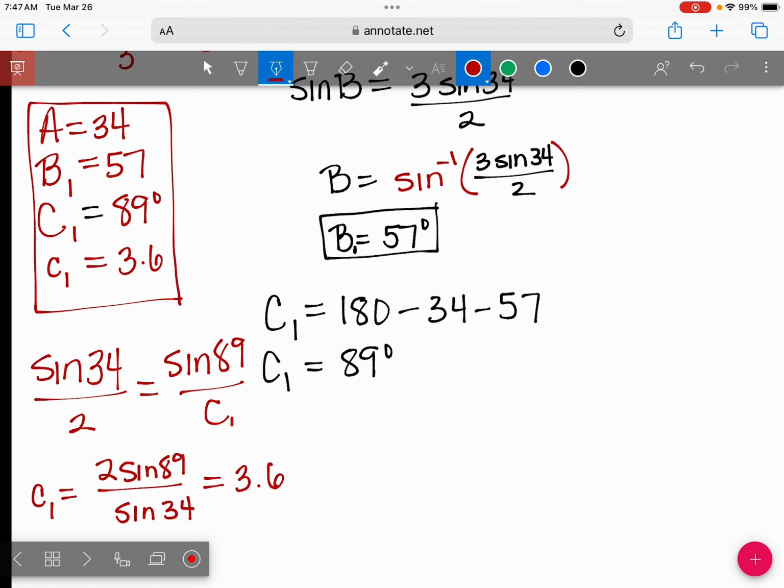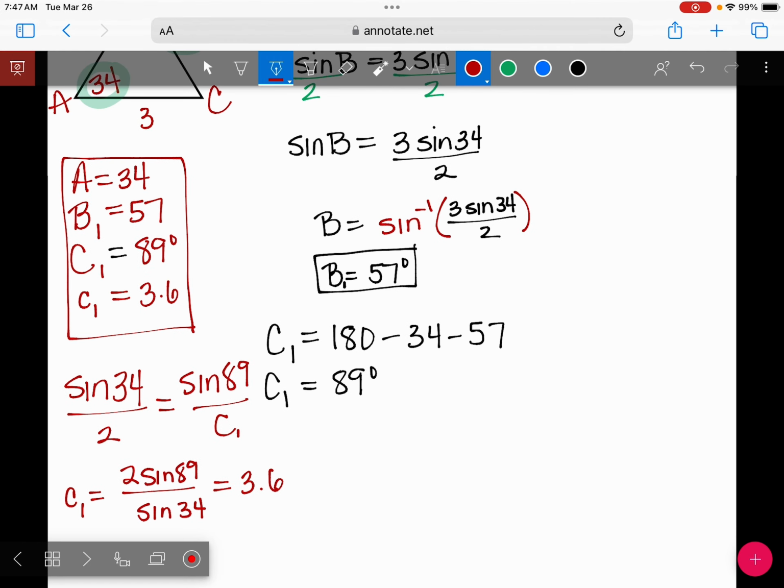So now let's see if that third side could create two triangles, depending on how it connects to the bottom. It could be just long enough to create one triangle, or it could be long enough that it could create two different triangles. So let's go ahead and figure out, do we have enough information for the second triangle?